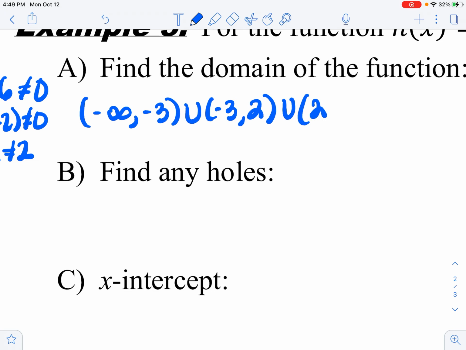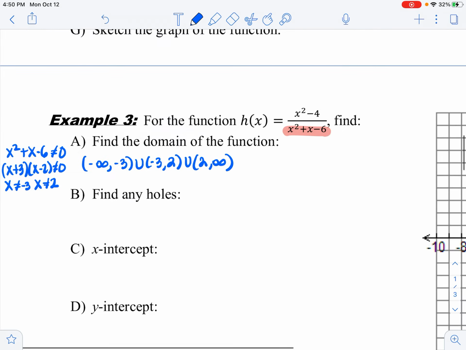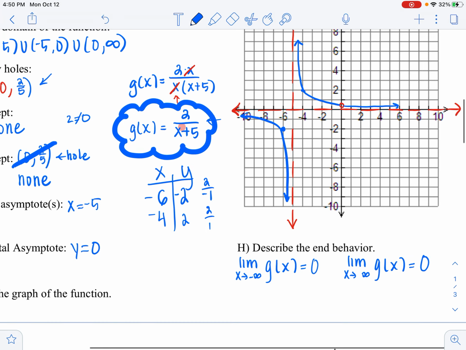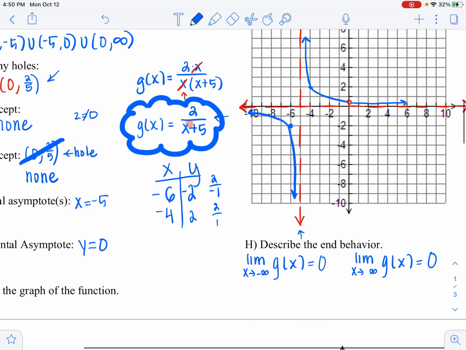If you don't need to do one, then don't do one. But what you should do is check to make sure that your domain is right after you're done graphing. I didn't do it on the last one, so let's go back. It says that it's everything but -5 and 0. And if you look, there's a vertical asymptote at -5, and there's a hole at 0. So I did it correct.